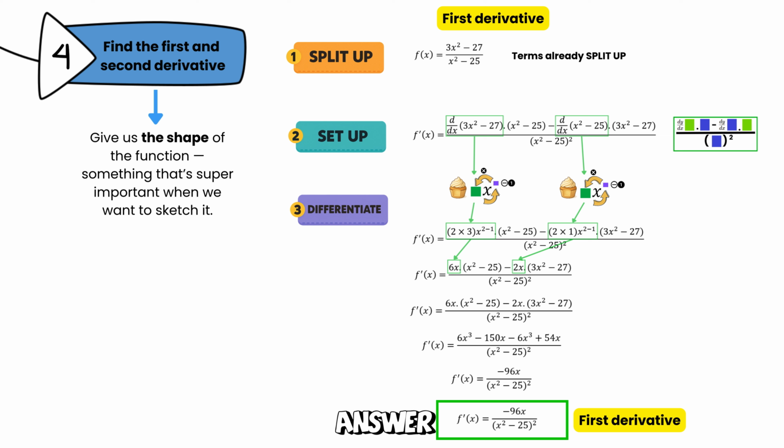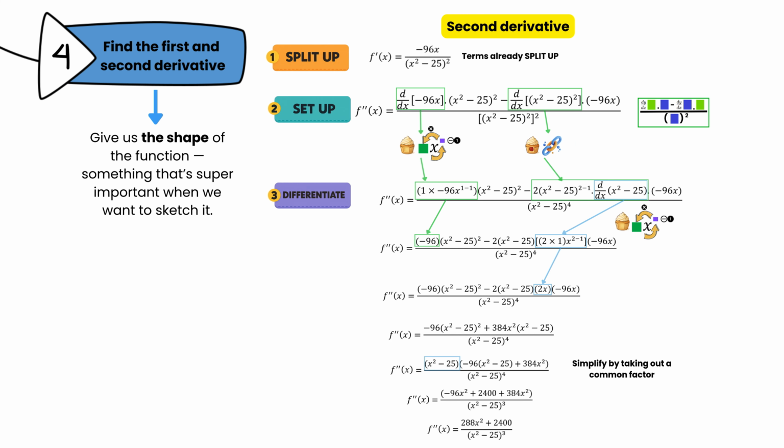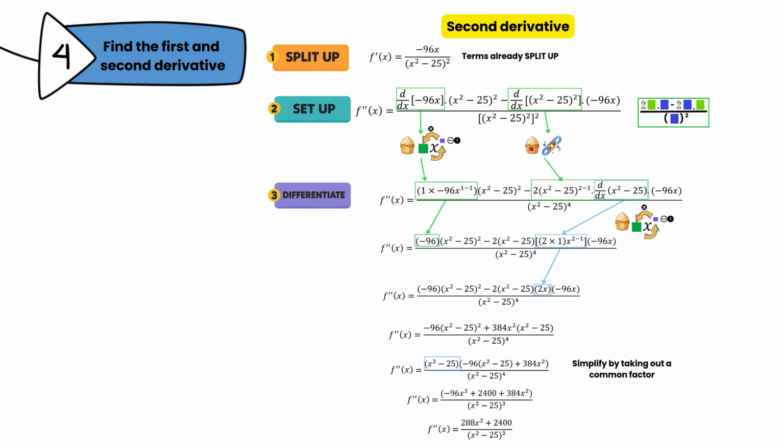In step 4 of our action plan for sketching functions, we also need to find the second derivative. To do that, we take the result from our first differentiation and differentiate it again. When we do this, we get the following result. Pause the video now and make sure you get the same answer for your second derivative.